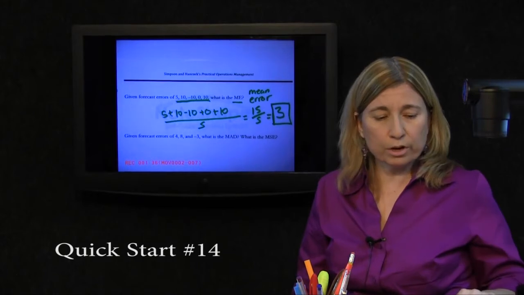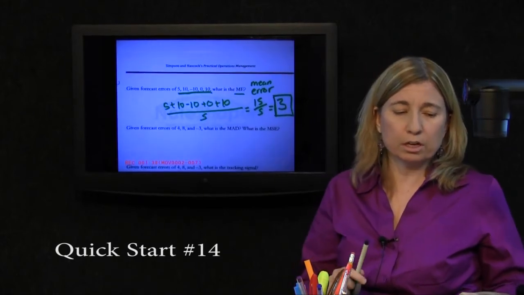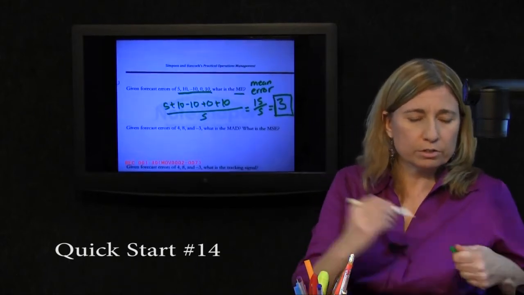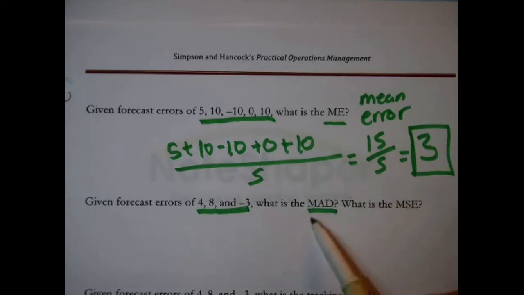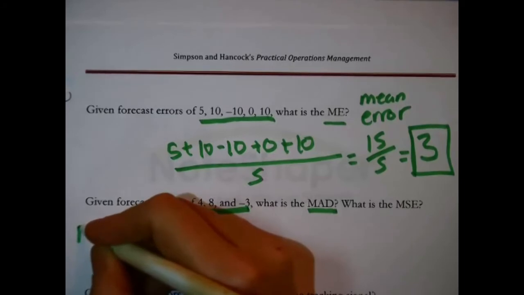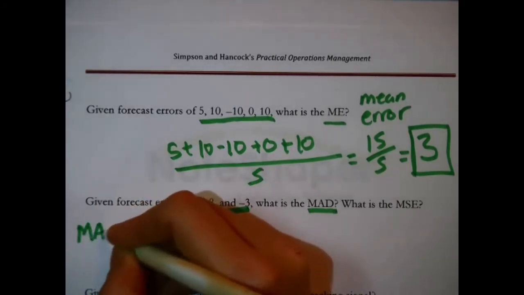Now the next question, you see the capital M again, given forecast errors of 4, 8, and negative 3. So it's a different set of forecast errors. What is the MAD? The MAD is the mean absolute deviation. And then what is the MSE? Mean squared error. All right, one at a time.